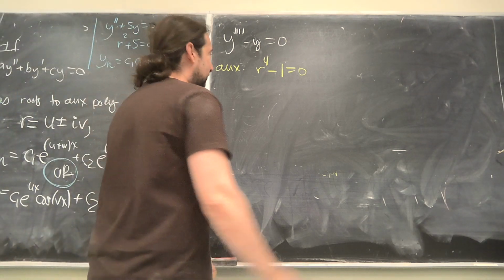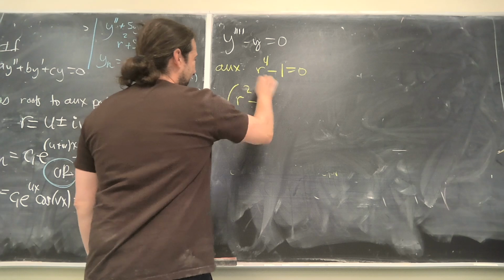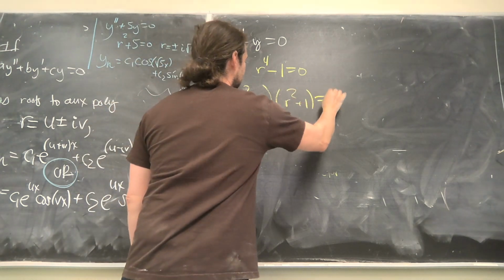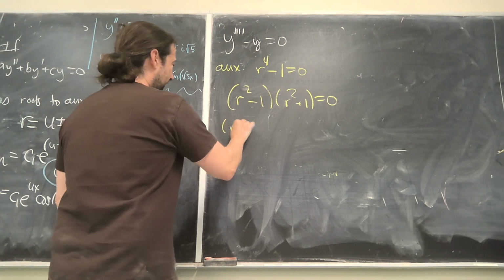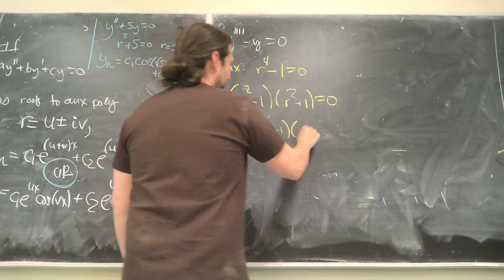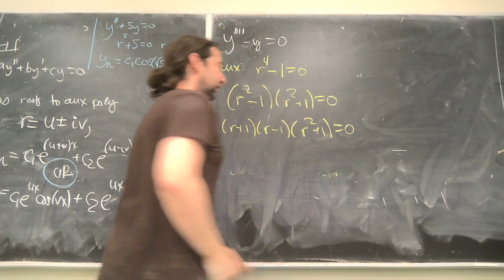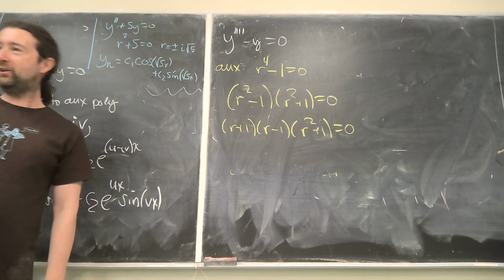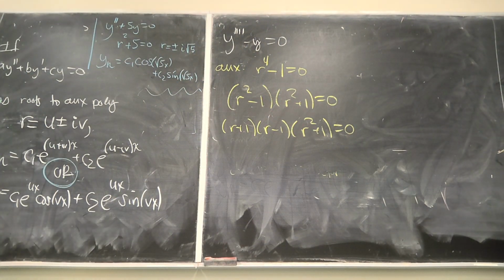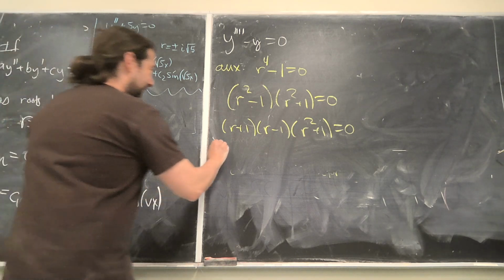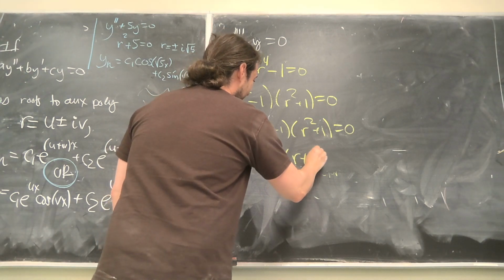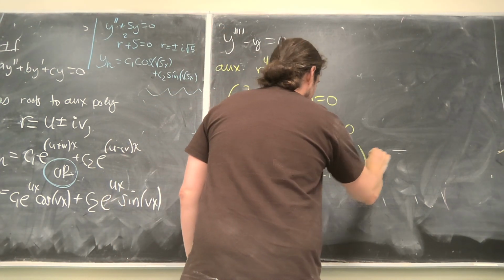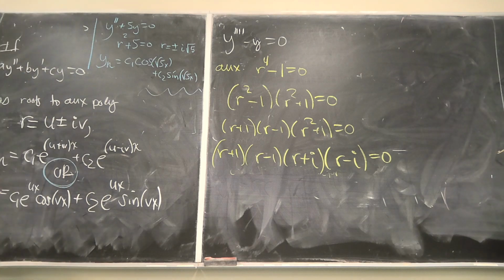Now you put on your factoring hat, and you write this as r squared minus 1 times r squared plus 1, because it's a difference of squares. In your earlier mathematical life, you would have written this as r plus 1, r minus 1, times r squared plus 1 is equal to 0, and called that an irreducible quadratic. But that's illegal. There are no irreducible quadratics anymore. Everything can be factored all the way: r plus 1, r minus 1, r plus i, r minus i is equal to 0. And from there, you just read off the solution.